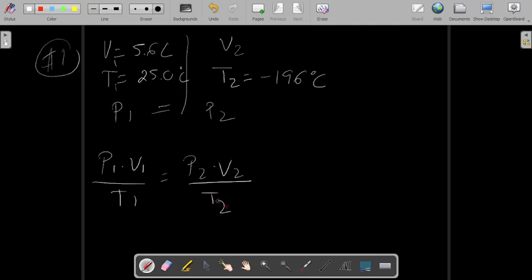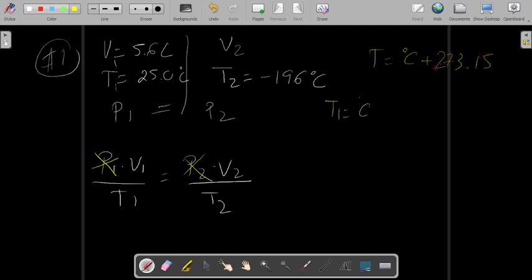You eliminate anything that is constant. So in this case, you're going to eliminate the pressure. It doesn't affect anything because it's the same on both sides. You need to remember that temperature needs to be in Kelvin, so you need to translate those temperatures into Kelvin. So temperature 1 equals, remember that temperature in Kelvin is degrees Celsius plus 273.15.